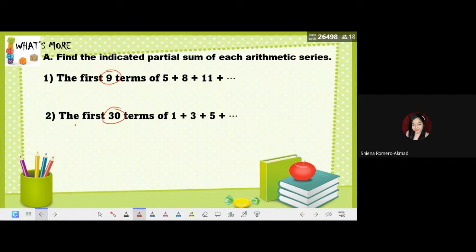Yes, Remy Jen? Ma'am, yung sa number 1 po, yung 9 term po, tapos sa number 2 po, 30 terms po. Kaya nga, ano yung 9th term? Ibig sabihin yan yung pang 9th. Alin dyan ang pang 9? 1, 2, 3. 3 lang ito eh. Ito, 1, 2, 3 lang din. Eh, ang pinahanap natin, 30th term. Tsaka 9th term.